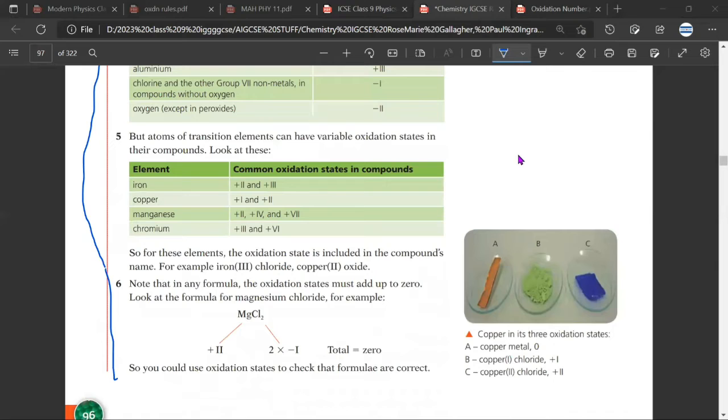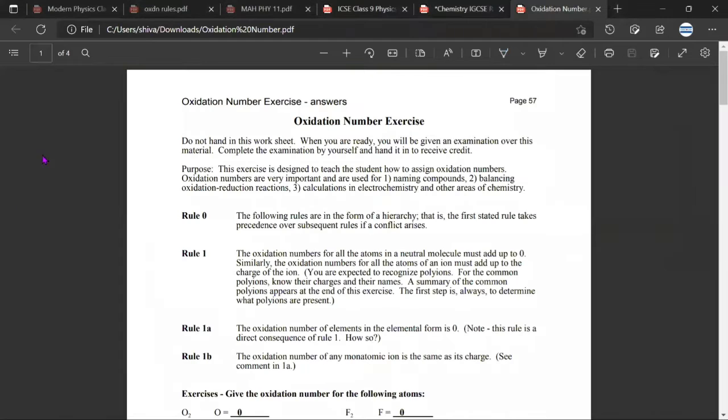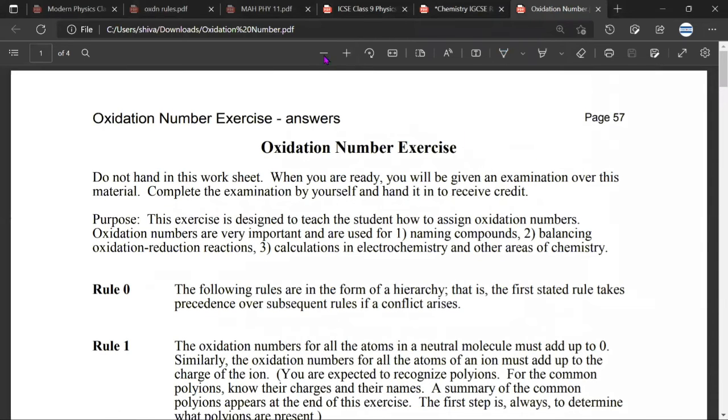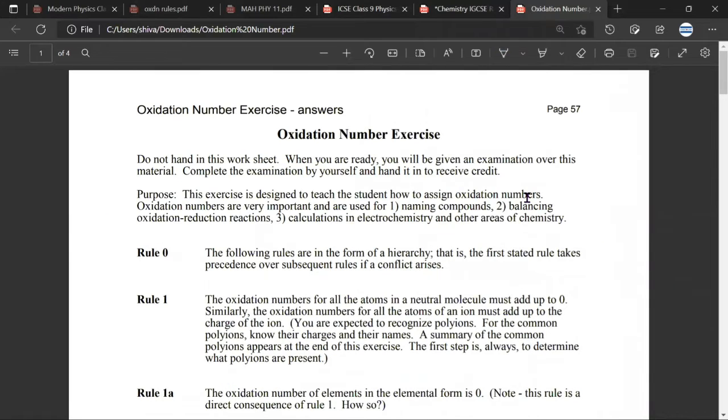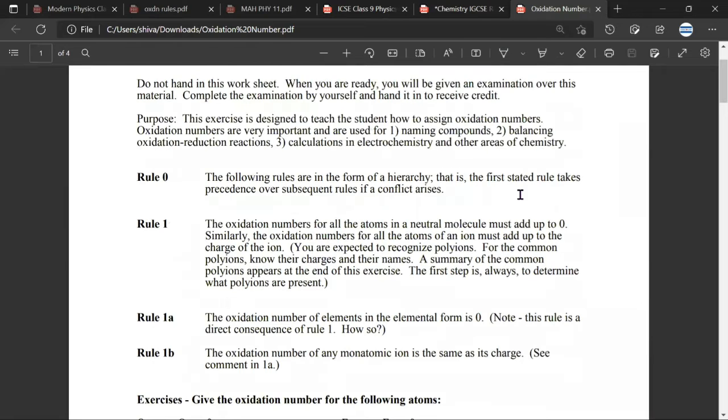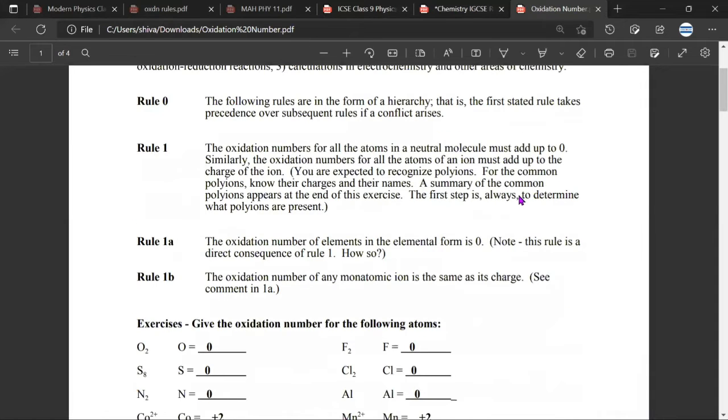So the better way of understanding oxidation number is by doing a lot of numericals. I'll be sharing this PDF with you. This is one of the best PDFs available on Google. It is very elementary. If you go through these 3-4 pages, you will understand oxidation state. So one rule is that the oxidation numbers of all elements in a neutral molecule must add up to 0.